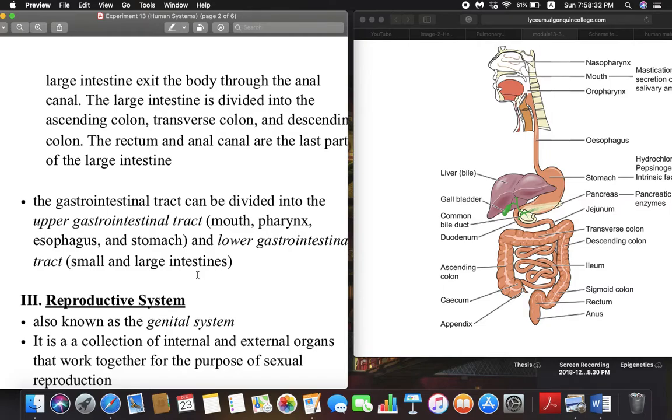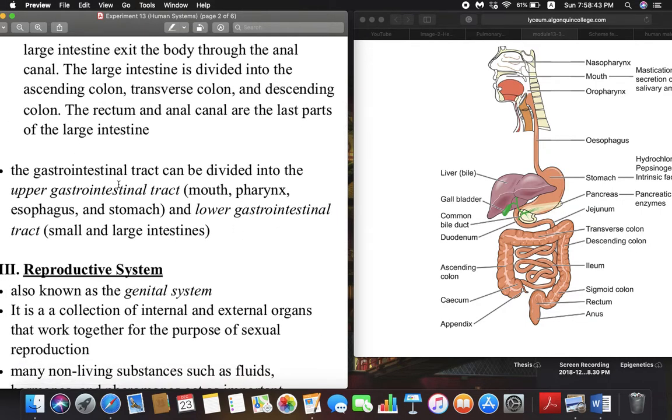digestive system is that the gastrointestinal tract, or the alimentary canal, can be divided into two things: the upper gastrointestinal tract and the lower gastrointestinal tract. The upper gastrointestinal tract basically consists of the mouth, the pharynx, the esophagus, and the stomach, while the lower gastrointestinal tract is this part, which is the small and large intestines. So with that, we've finished the digestive system.